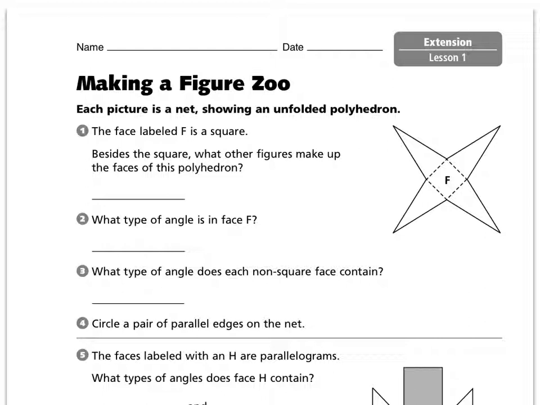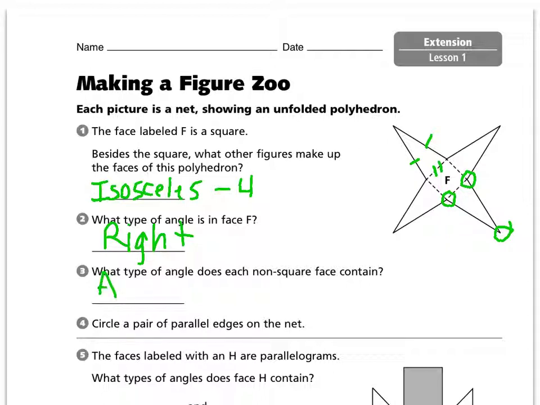You can see that there are going to be two sides that are congruent and one side that is not. So looking at that, you know that this is going to be an isosceles triangle and that there's four of them. What type of angle is in face F? Well, if it's a square, there's going to be right angles. What type of angle does each non-square face contain? Well, you can see that the angles here are all less than 90 degrees, which would be acute.